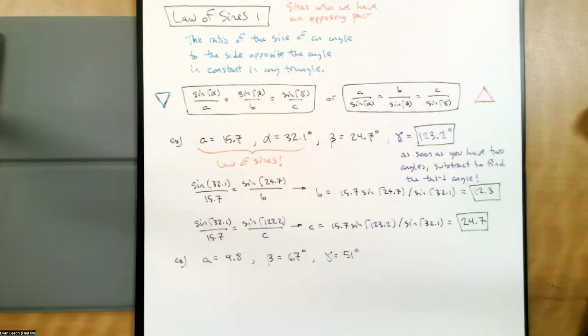This case is called angle side angle. I've got two angles and one side, and the side is in between those two angles. I've got two angles and the included side.